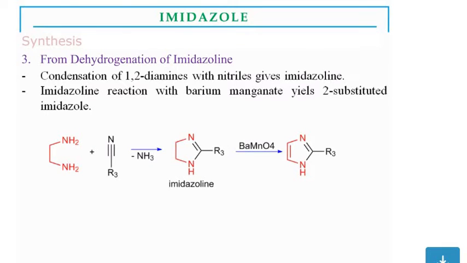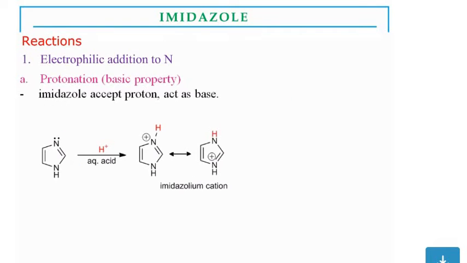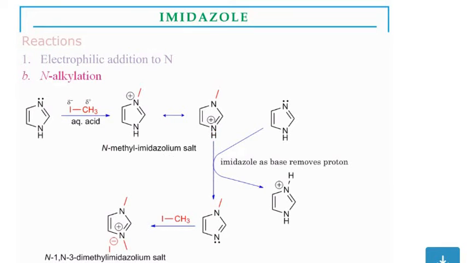Now, from dehydrogenation of imidazoline: condensation of 1,2-diamine with nitrile gives imidazoline. You know the imidazoline reacts with barium manganate to yield 2-substituted imidazole. You can see the imidazoline here. Now, electrophilic addition to nitrogen, protonation, basic property. Imidazole accepts a proton and acts as a base. So this you can see in the imidazolium cation.